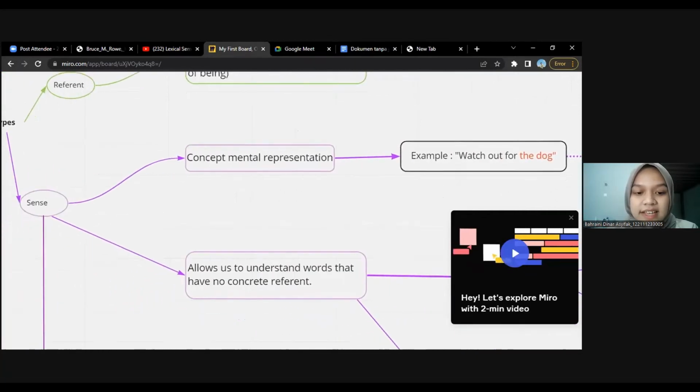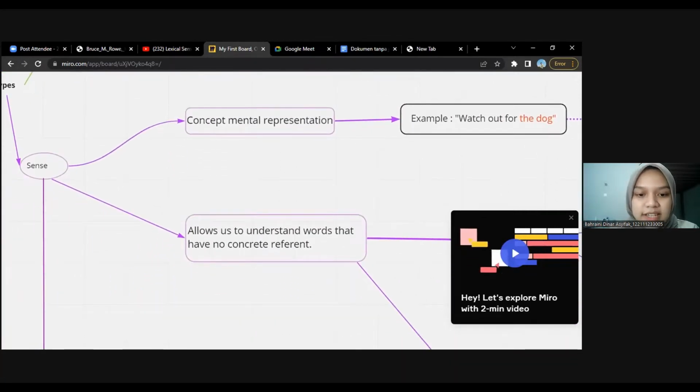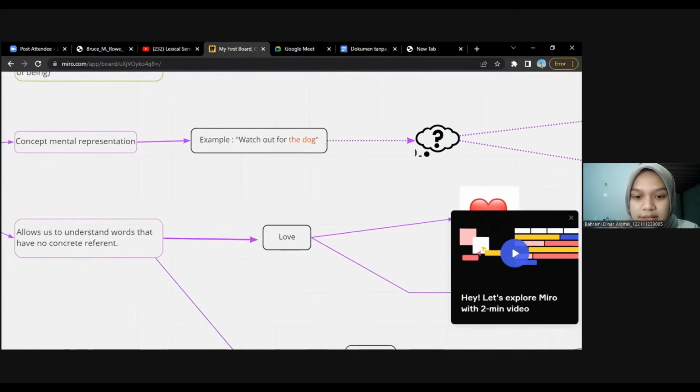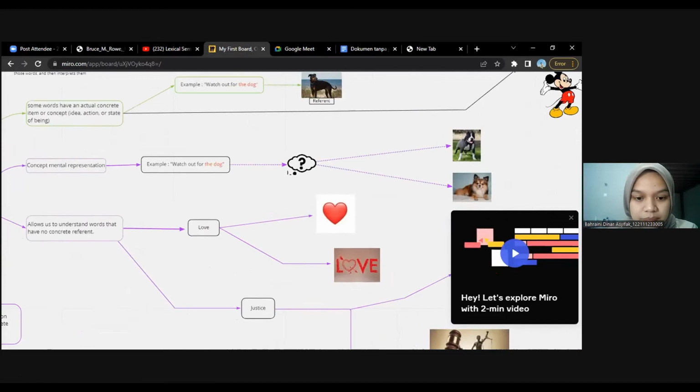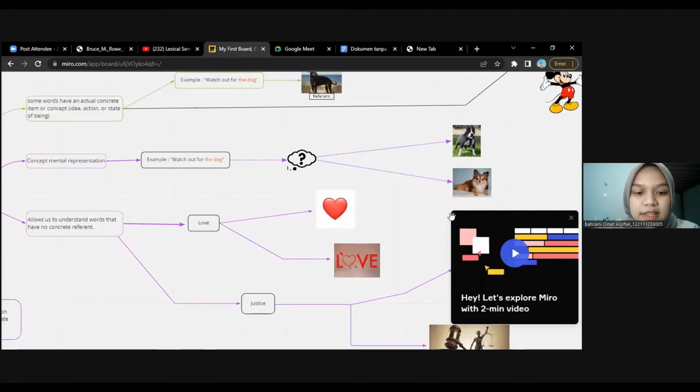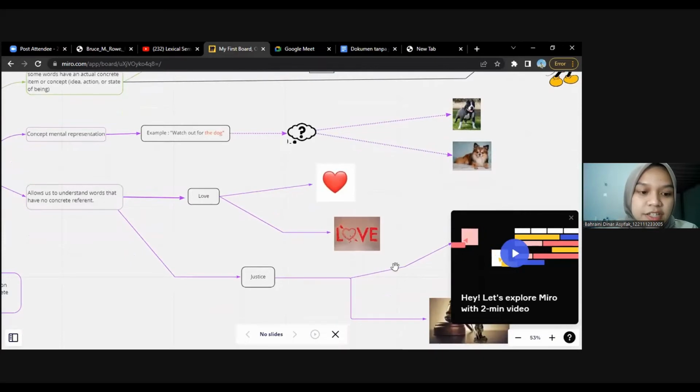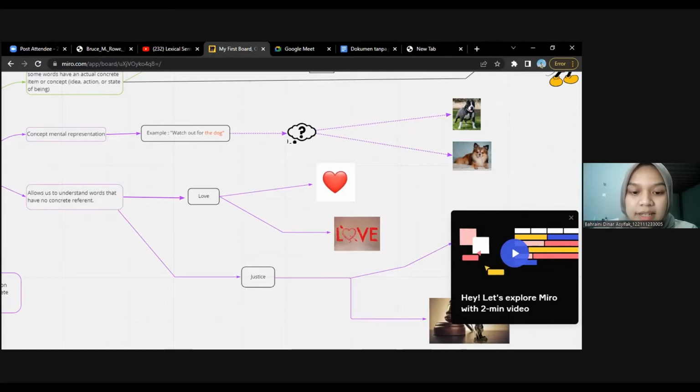And then next, sense also allows us to understand words that have no concrete referent. So, for example, here, there are abstract concepts such as love and justice. They do not have concrete reference. However, they are meaningful to English speakers because we understand their sense, which is an additional meaning beyond referential meaning. We may debate their fine points, but we all have a feeling that we know what they mean. They can draw up a mental image in the mind of the typical English speaker. English speakers understand the meaning of these abstract terms just as they understand terms with concrete reference.